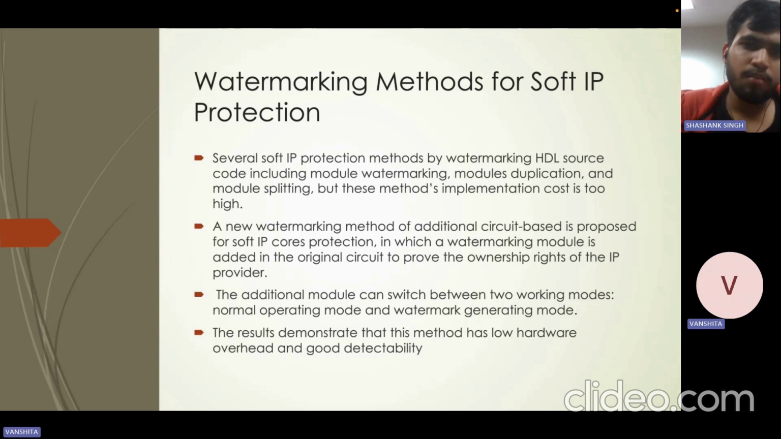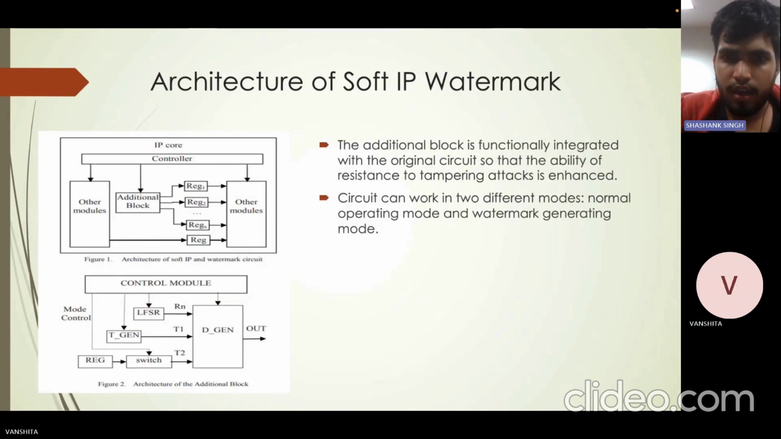So a new additional circuit based watermarking method is proposed for soft IP core protection, in which a watermarking module is added in the original circuit to prove the ownership rights of the IP provider. The additional module can switch between two working modes: normal operating mode and watermark generating mode. In traditional additional circuit based watermarking methods, the watermark generating circuit is separated from the original circuit. This greatly increases the risk of being attacked.